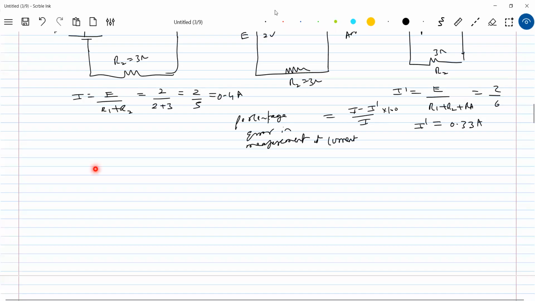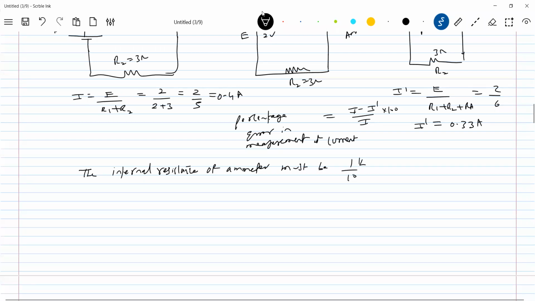The ammeter resistance, the internal resistance of ammeter must be 1/10 of the branch resistance in which it is connected, not the total circuit, that particular branch.